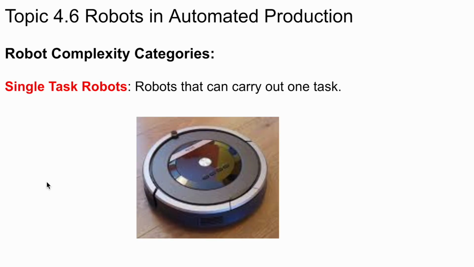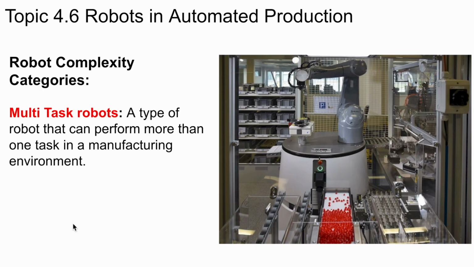We have to consider robot complexity. Single task robots carry out one task. So for instance, a Roomba, a vacuum cleaning robot that sweeps floors and vacuums floors, is a single task robot. It's not doing anything else but that. You might have multitask robots. This is a type of robot that can perform more than one task in a manufacturing environment. This is an example of that. It can do multiple things in this manufacturing environment.